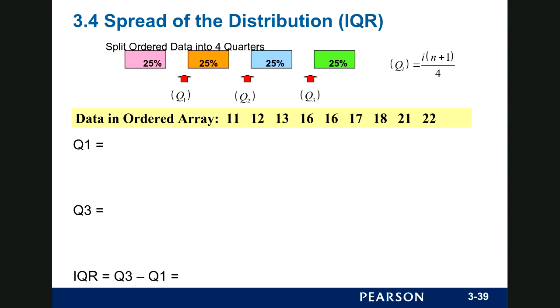Now this formula that you're looking at here, that's the formula we use to calculate quartiles. So Qi is equal to i times (n plus 1) divided by 4. N, we already know what n stands for. It's the number of observations in your sample. i stands for the quartile number. So if I want to calculate quartile 1, then i would be 1. If I want to calculate quartile 3, i would be 3.